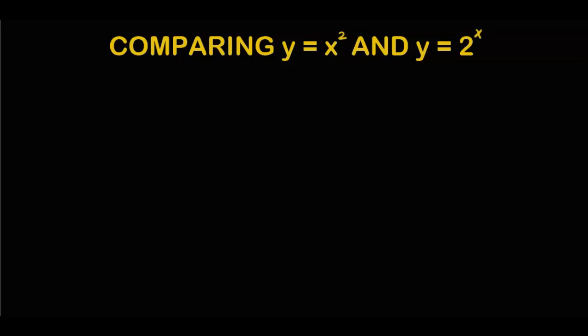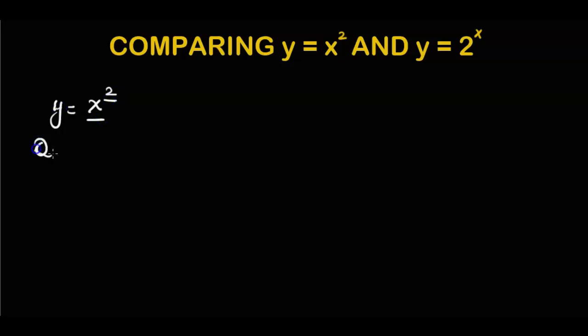Hey guys, in this lesson we will understand the difference between y is equal to x squared and y is equal to 2 to the power x relation. We know y is equal to x squared is a parent relation for quadratic relations that we have covered in the previous lesson. Therefore, y is equal to x to the power of 2. Here the base is x and the power is 2.